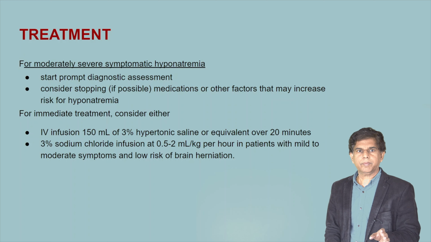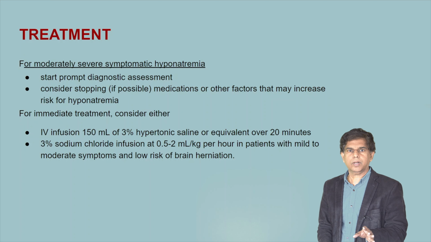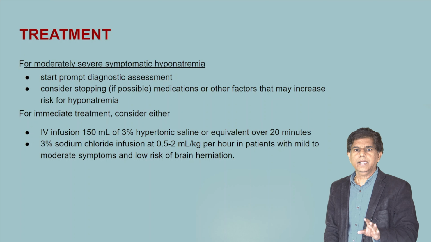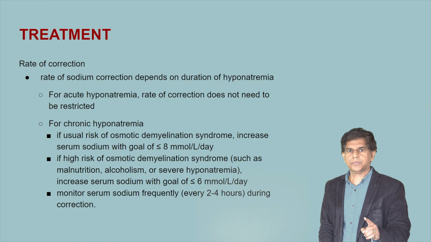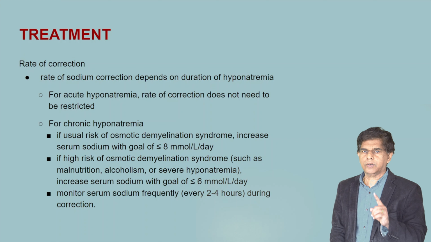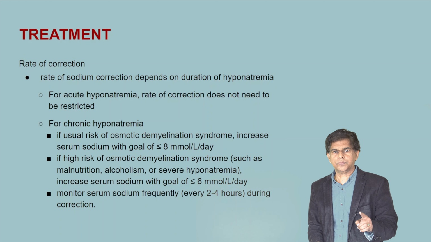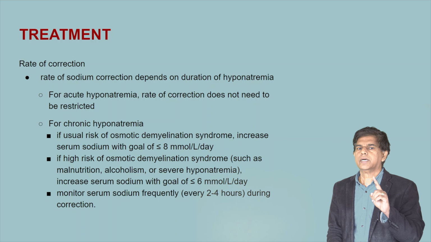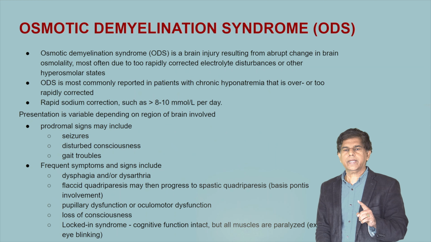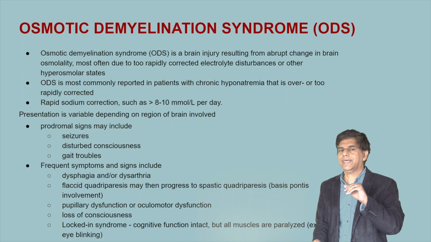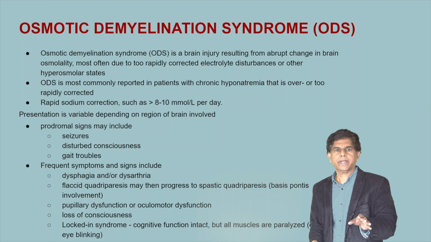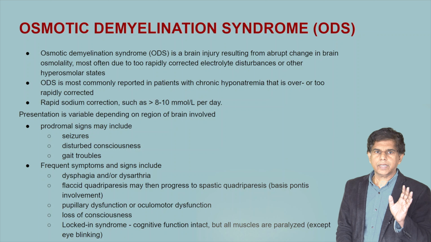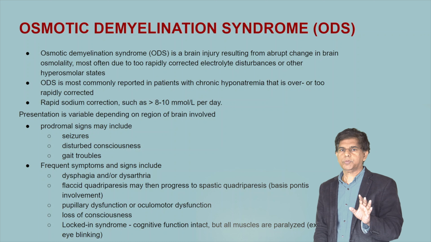For moderately severe symptomatic hyponatremia, start prompt treatment. Consider stopping all the medications, we talked about diuretics, right? And then hypertonic saline is the treatment available. For the rate of correction, you have to be very careful, right? There is a risk of osmotic demyelination syndrome. That's what we need to worry about when you correct it too fast. Remember, correct it slowly and gradually, okay? Osmotic demyelination syndrome is the deadliest consequence, a brain injury resulting from abrupt change in the brain osmolarity, and a patient can usually die when you have osmotic demyelination syndrome.